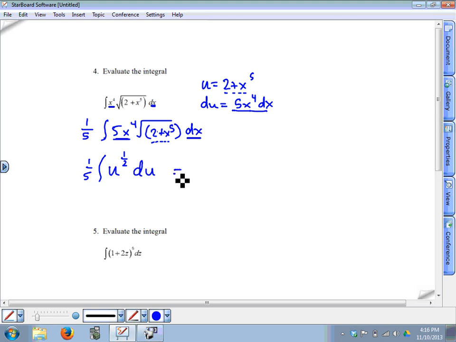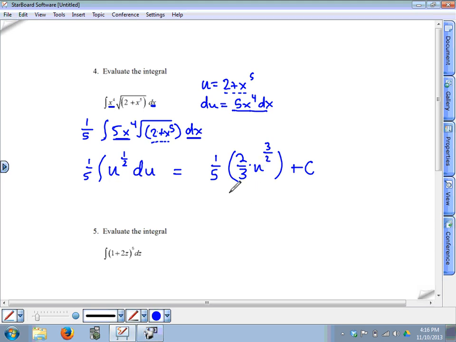And so this equals 1/5 times 2/3 u to the 3/2 plus c. Now this 2/3 here, we're multiplying by 2/3. Kind of skipped a step. We increase the exponent by 1, then divide by 3/2, but instead of dividing by 3/2, that's the same as timesing by 2/3.